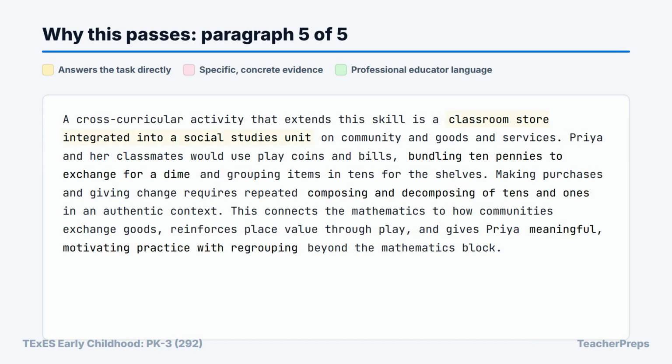Notice how the opening sentence names both the cross-curricular activity and its anchor subject area, social studies, specifically community and goods and services, which answers task 5 directly and satisfies the completion criterion. I make the mathematical mechanism explicit right away, bundling 10 pennies for a dime and composing tens on the shelves, so the reader sees that the play context genuinely requires place value reasoning and is not just thematically cute. The closing sentence loops back to regrouping, and to student motivation, grounding the choice in the early childhood principle that authentic, meaningful contexts accelerate conceptual learning.